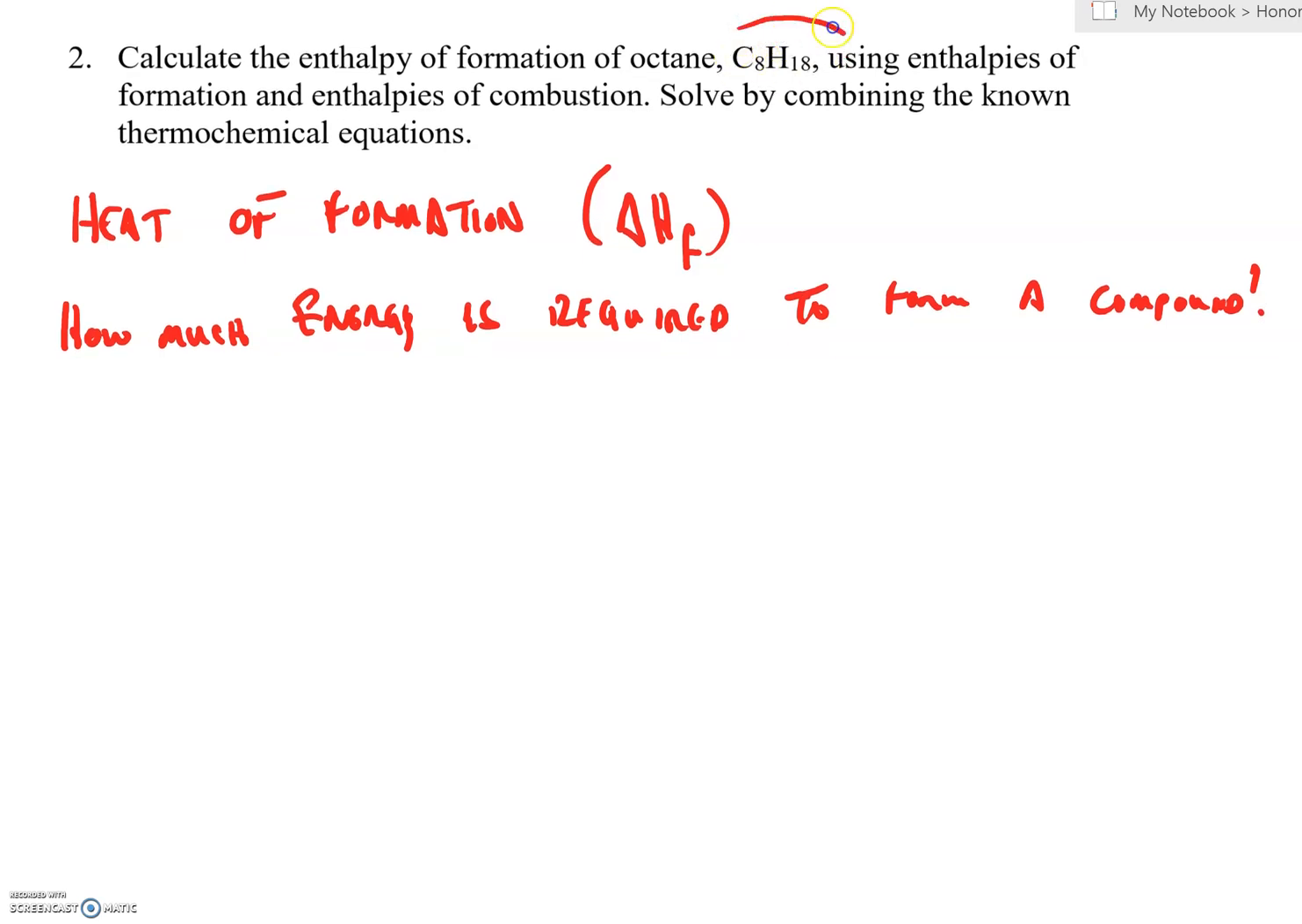It says calculate the enthalpy of formation of octane, using enthalpies of formation and enthalpies of combustion. Solve by combining the known thermochemical equations. So let's say we wanted to find the heat of formation of this compound octane.